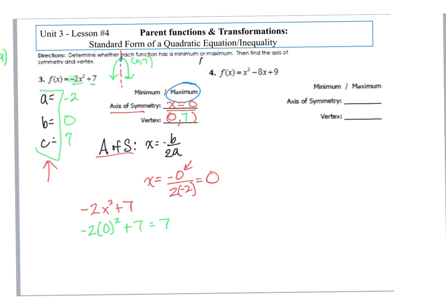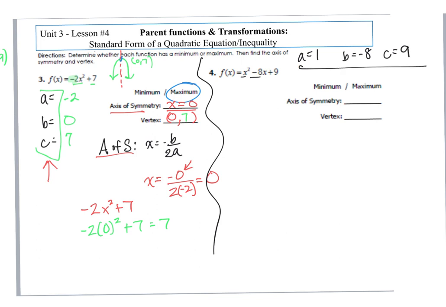Number 4. I have f of x equals x squared minus 8x plus 9. I want us to start by labeling our a, b, and c values. A is the number in front of x squared. I don't have a number in front of x squared, so that means its coefficient is 1. B is the number in front of x. Pay attention to our signs. The b value is negative 8. C is the constant, so c is positive 9.